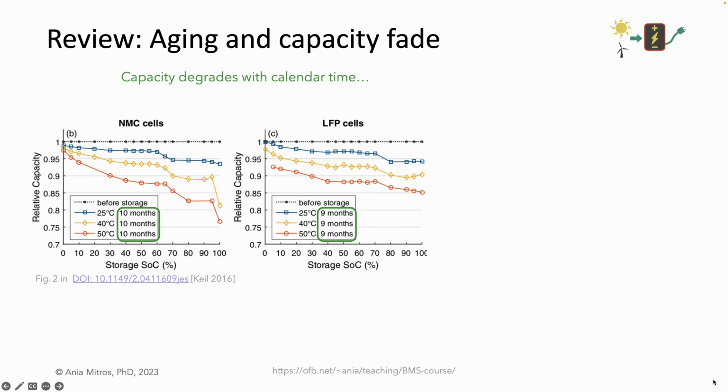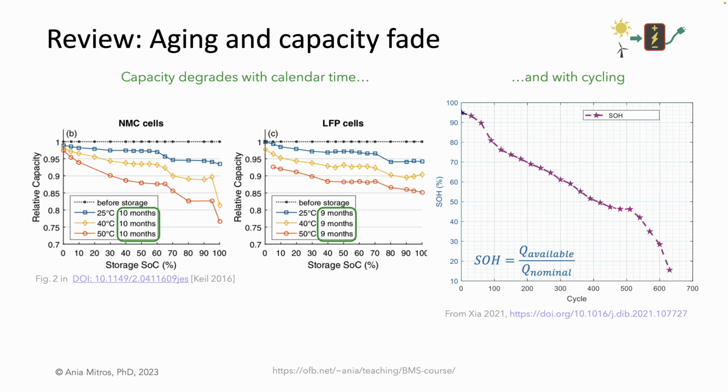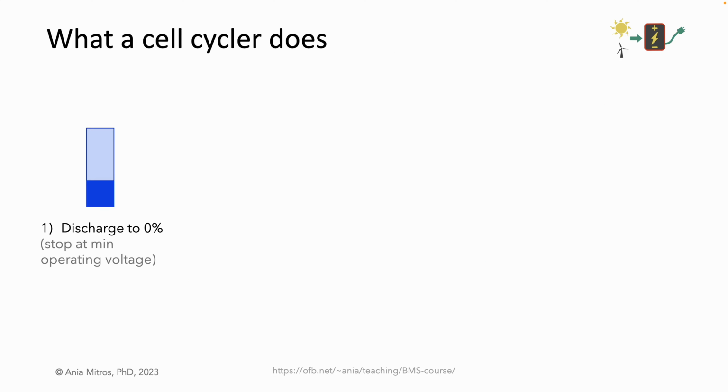You may recall from the lecture on cell behaviors that lithium-ion battery capacity degrades with time, calendar aging, and also with use, with charge-recharge cycles. As the cell ages, we cannot assume that the cell's capacity equals the nominal capacity when new. Let's start with the optimal way to assess cell capacity. This is what a cell cycler does, a specialized instrument without the cost or time constraints of a consumer product.